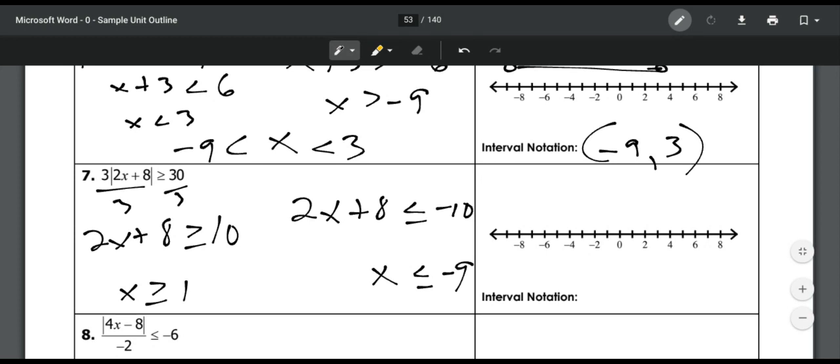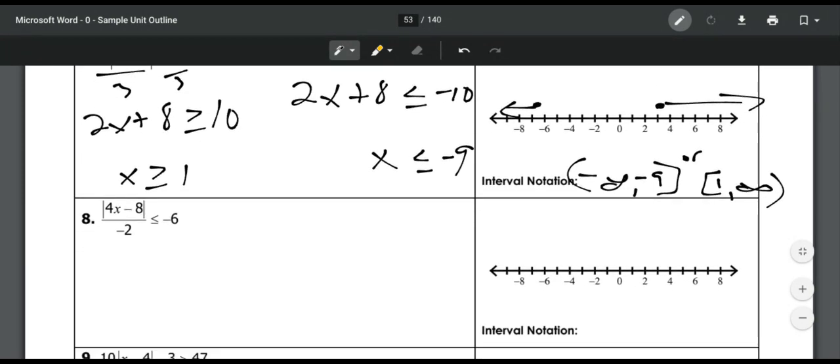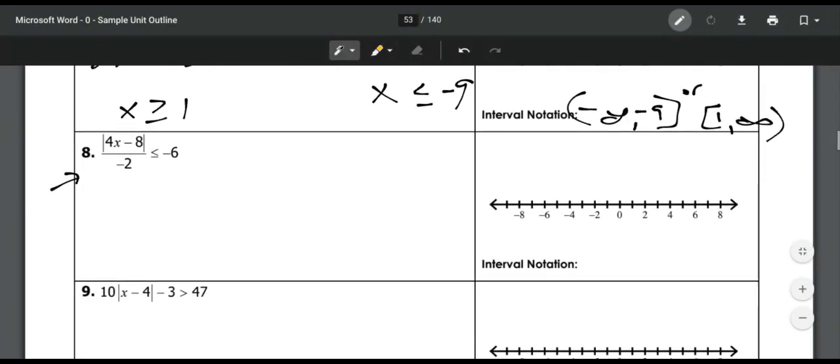Okay, and then it should be less than or equal to -9 going that way and bigger than 1 going that way. So it's negative infinity, I should say, -9 included, and then 1 or infinity, and there we go. So you go ahead and do the rest. Remember, if we're dividing by -2, we do the opposite.